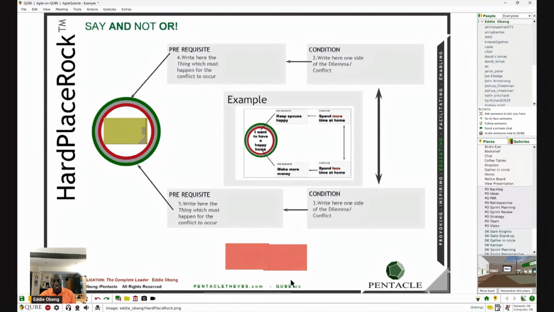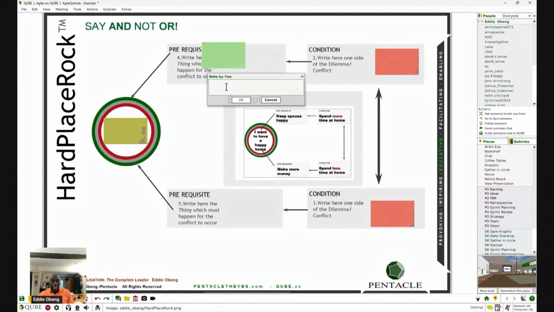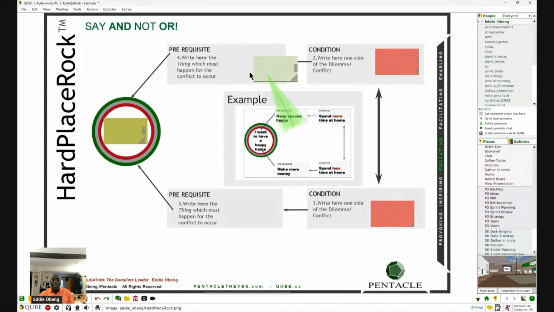Then the question goes, okay, well, what is my dilemma? What is the condition I think I have to have? Spend more time at work, spend less time at work, make more money, make less money, travel more, travel less. I don't know what it is, but you have to write this condition down clearly. Then spend some time thinking what your prerequisites are. What is it I'm assuming is the midpoint between these two different areas? What's the prerequisite I've decided is crucial?